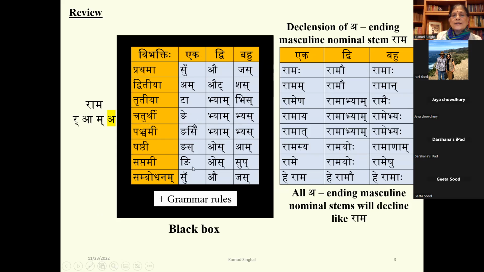So these nominal suffixes are added to any nominal stem. For example, Rama is an a-ending masculine nominal stem. So if you add these 24 suffixes to Rama, you get 24 word forms. And this is called a declension table. So all a-ending masculine nominal stems will decline like Rama.